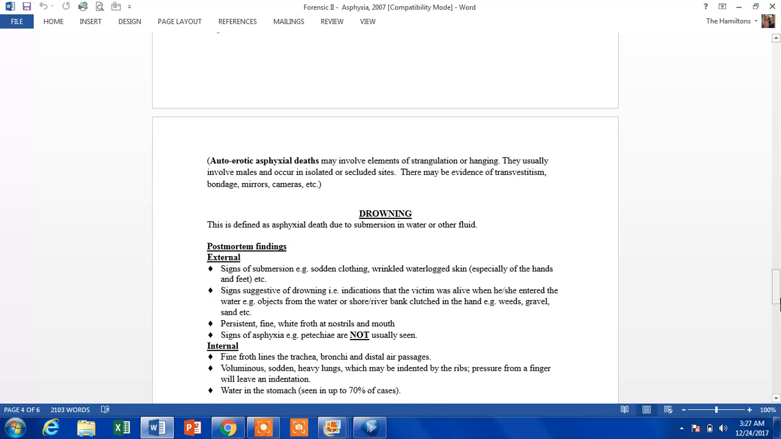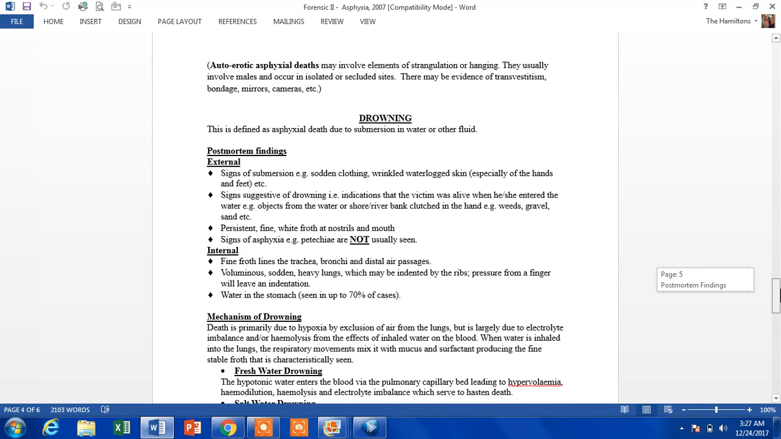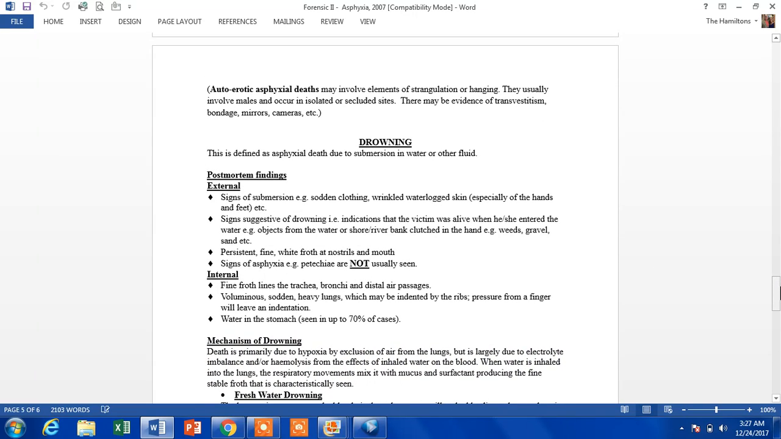Internal. Fine froth lines the trachea, bronchi, and distal air passages. Voluminous, sodden, heavy lungs may be indented by the ribs. Pressure from a finger will leave an indentation. Water in the stomach, seen in up to 70% of cases.